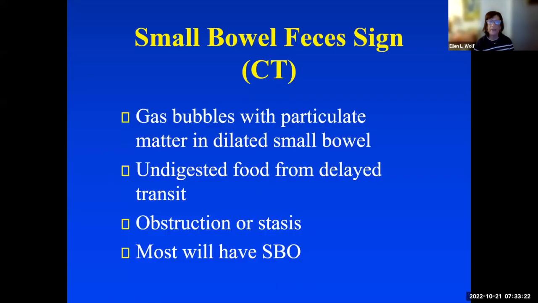Now, one of the signs of small bowel obstruction on CT is called the small bowel feces sign. The small bowel feces sign is gas bubbles with particulate matter in dilated small bowel due to undigested food from delayed transit within the obstructed small bowel, typically. It can occur, however, in patients with stasis. It doesn't always indicate obstruction, but most patients will have small bowel obstruction.